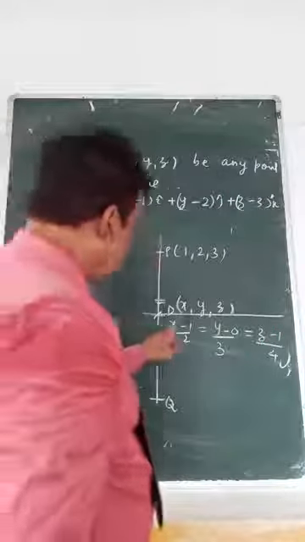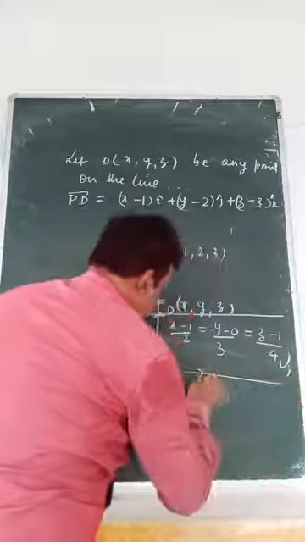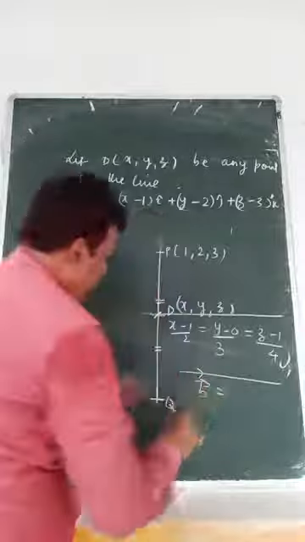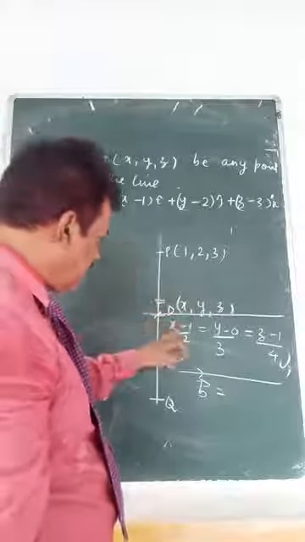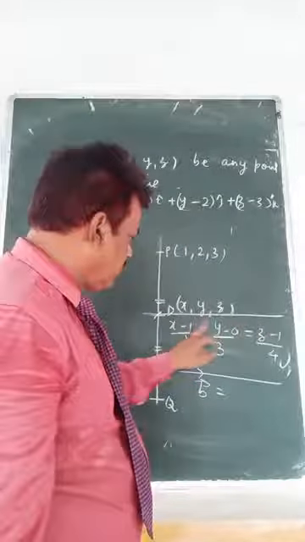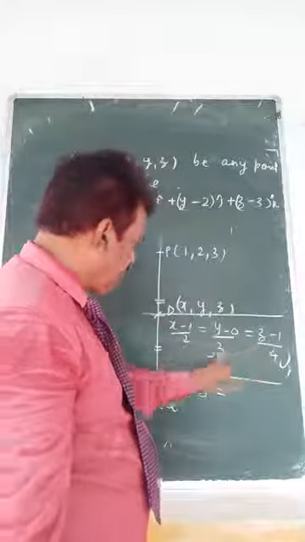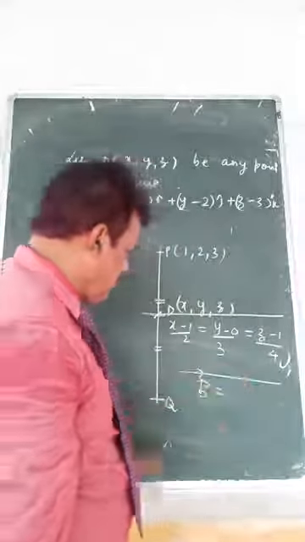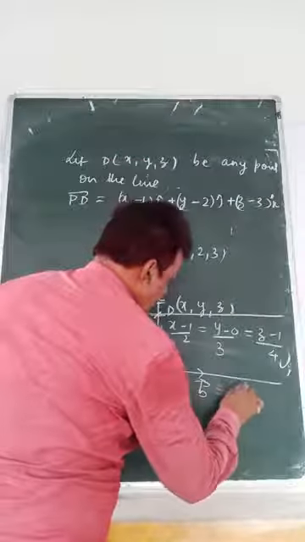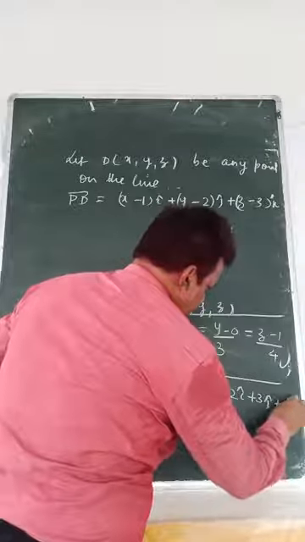Okay, so when a line is given, you have to find its parallel vector, the b vector. What is the b vector? First you check whether this is in the standard form or not. Standard means the x, y, z coefficients should be 1 and positive. Then this is in the standard form, so this is your b vector now. The b vector is 2i plus 3j plus 4k.